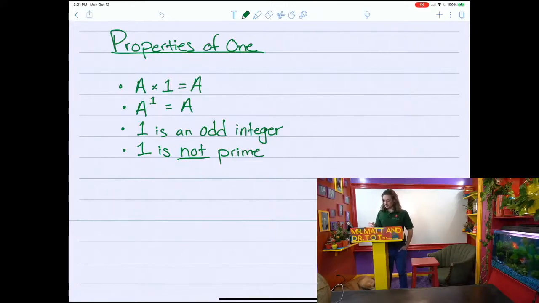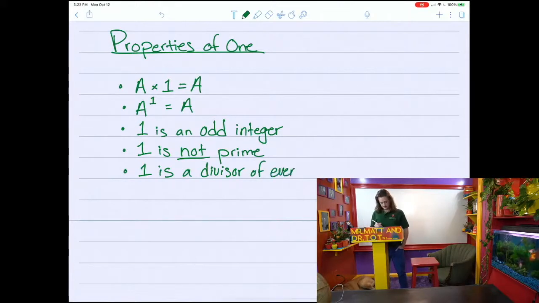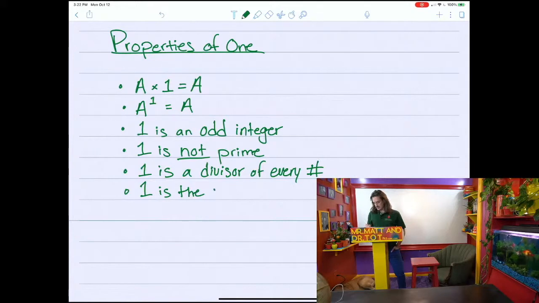Just as 0 is a multiple of every number, 1 is a divisor of every number, because any number divided by 1 is that same number. And then also one last thing, 1 is the smallest positive integer.